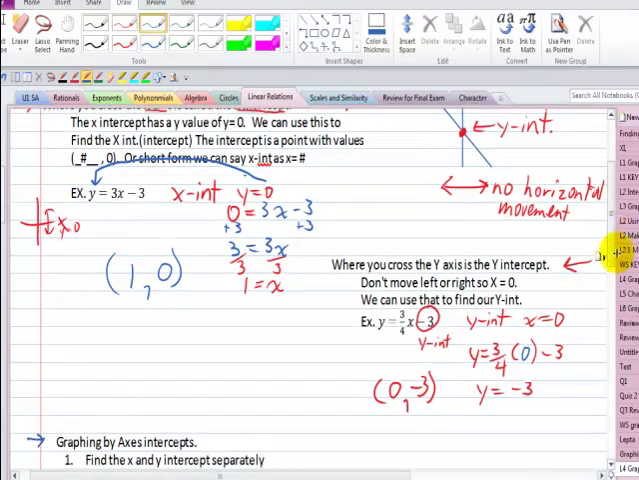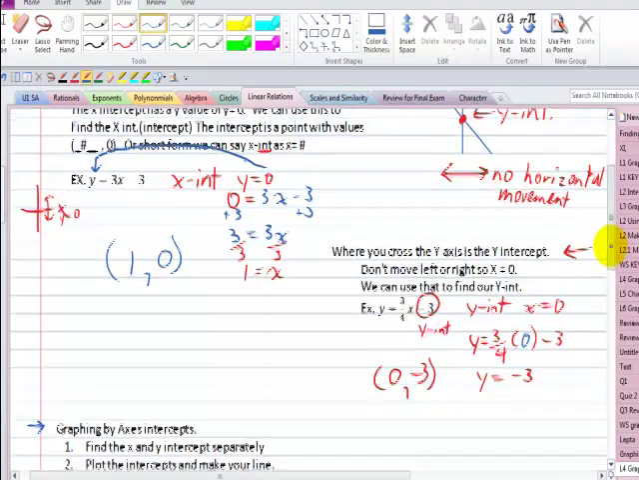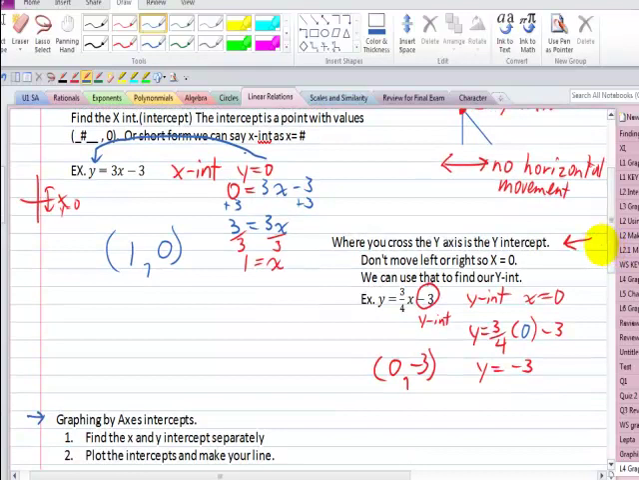So the first thing you want to do is find x and y intercepts separately. Those are always 2 separate questions. To save your writing hand, we write together, but they're separate questions. Once you find the intercepts, plot them and make your line.